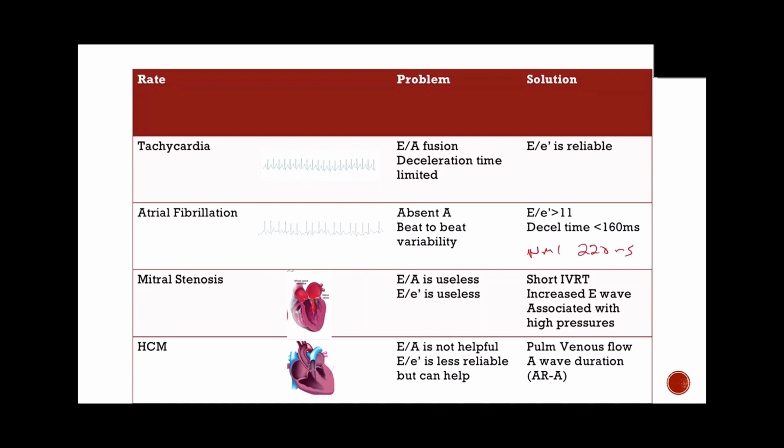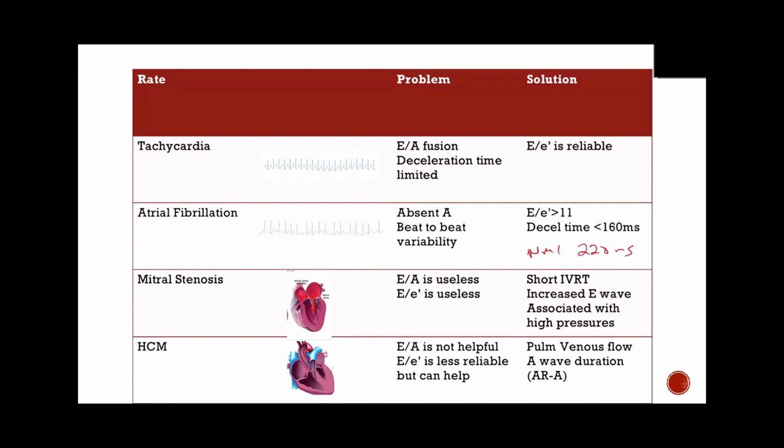So a couple ways that we can assess for diastolic dysfunction in mitral stenosis is a very short isovolemic relaxation time, which we talked about earlier. If our E wave is very highly increased, like in grade 3 diastolic dysfunction, that may be a hint that there's diastolic dysfunction, and will be associated with higher filling pressures as well.